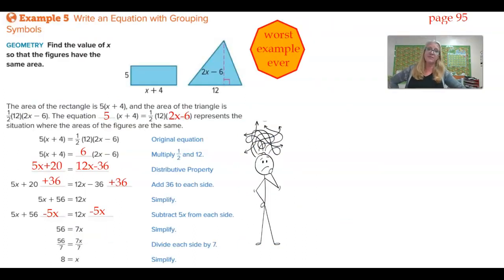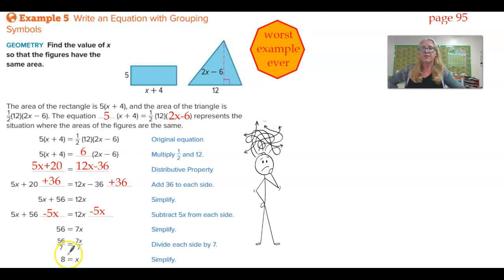Okay, I have given this problem the worst example ever award, okay? And I will tell you why. It's not so much the problem itself, it's the way they solved it. And I would have just wiped it all out and solved it correctly, but this is printed in your book, so you would have seen it and said, why is Miss Williamson doing it differently? And I'll explain to you in a minute what I don't like about it.